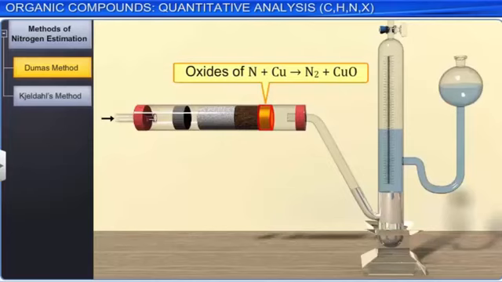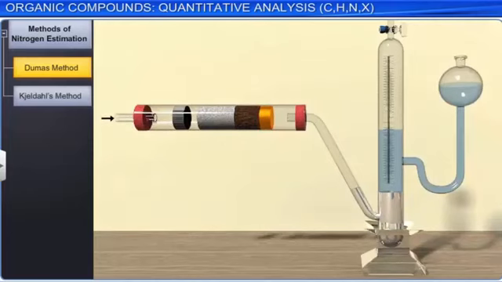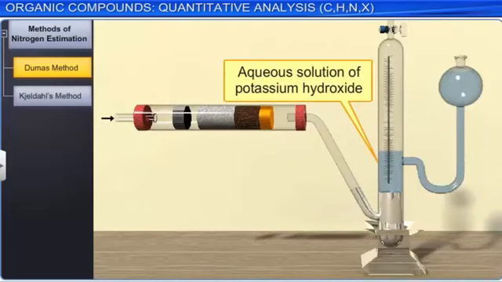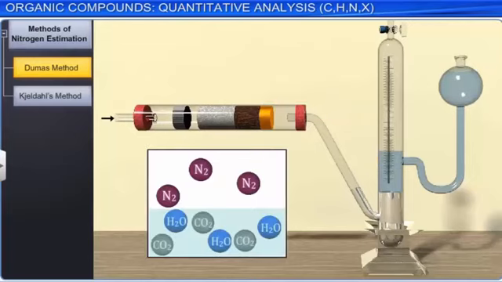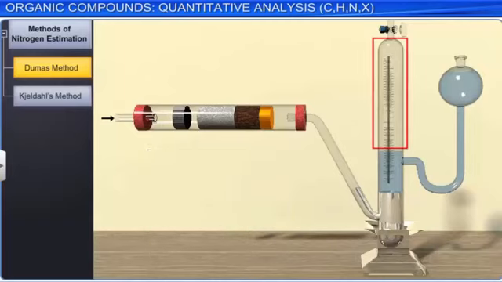The mixture produced, which contains carbon dioxide, water, and nitrogen, is collected over an aqueous solution of potassium hydroxide. This solution absorbs the carbon dioxide gas from the mixture, leaving nitrogen behind. This nitrogen is collected in the upper part of the graduated tube. From the volume of this nitrogen collected, the percentage of nitrogen in the compound is calculated.